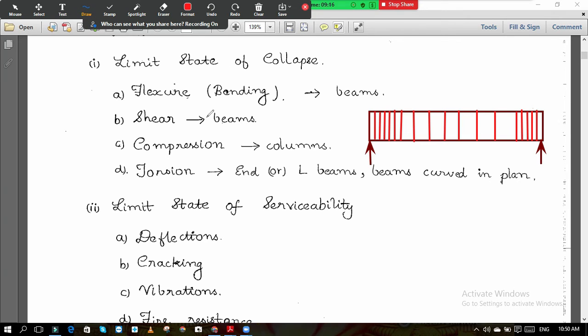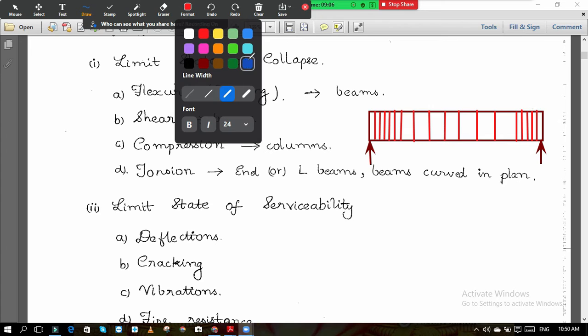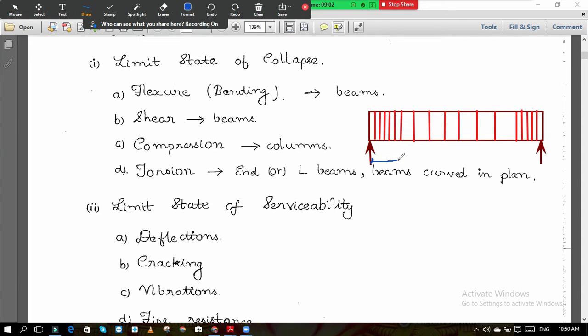Normally on the site the thumb rule is that for this region, this is L by 5, this is also L by 5. For this region normally your spacing is 100 mm center to center for stirrups.